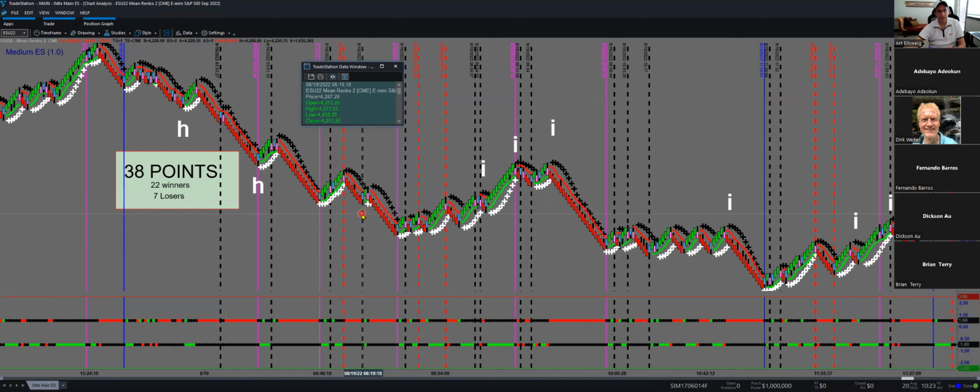So we get in here at 53.25. It goes up to 54.25. So it goes a point against you because you're trying to go short there. So your target, which was initially what? If you got in here at 53.25, your target is 50.25, right? 3 points lower, right? Guys with me? Yes.